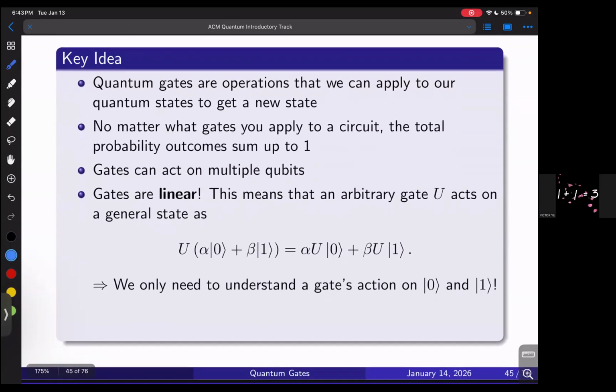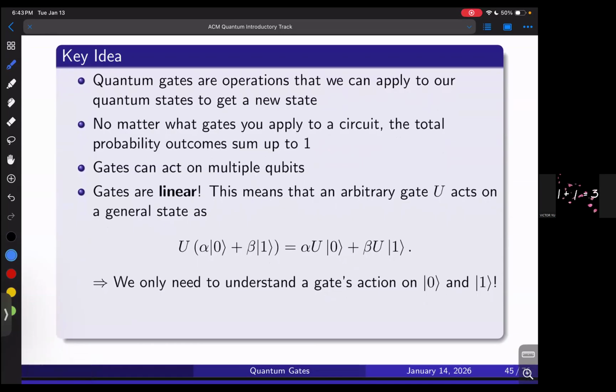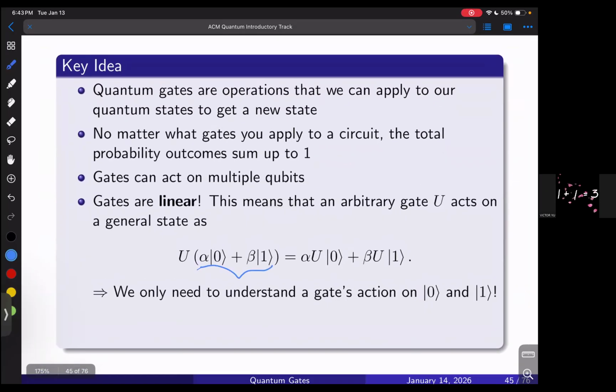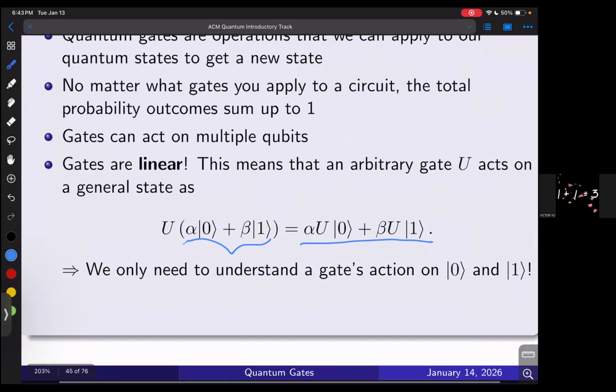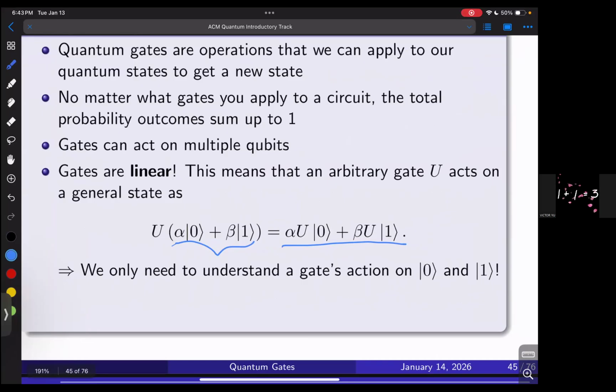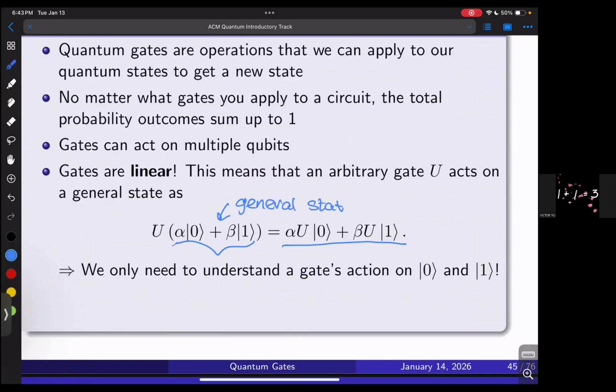And one of the important ideas of quantum mechanics is that it's linear. So a gate will be linear. Let's say we have a gate U and we apply it on this superposition state. We can distribute it past these coefficients and get alpha times U on 0 plus beta times U on 1. So it's basically just distributing it through. And the consequence of this is that we only need to know a gate's action on 0 and 1, because this right here is a general quantum state. Does that make sense to everyone? The linearity property? That'll be important.